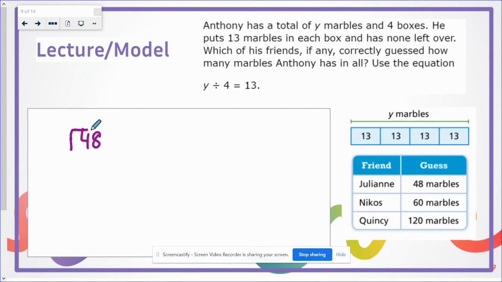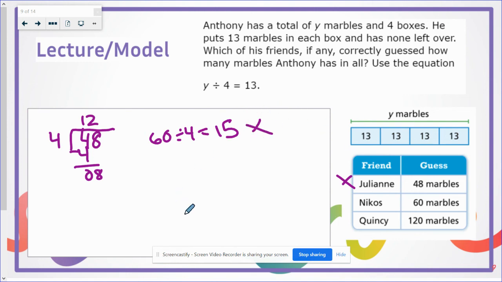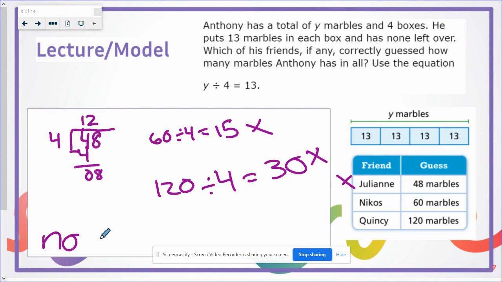So let's start with Julianne, who guessed 48. 48 divided by 4 would be 12. So she got it wrong. 48 is not a solution. Remember, our word today is solution. Does the value make it work? 60 divided by 4, I know, is 15, so that doesn't work. 120 divided by 4 would actually be 30. So again, these friends just aren't good guessers. No friends were correct in either problem.